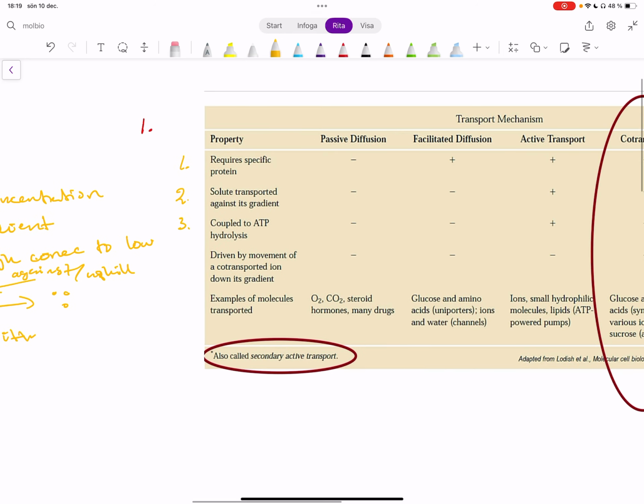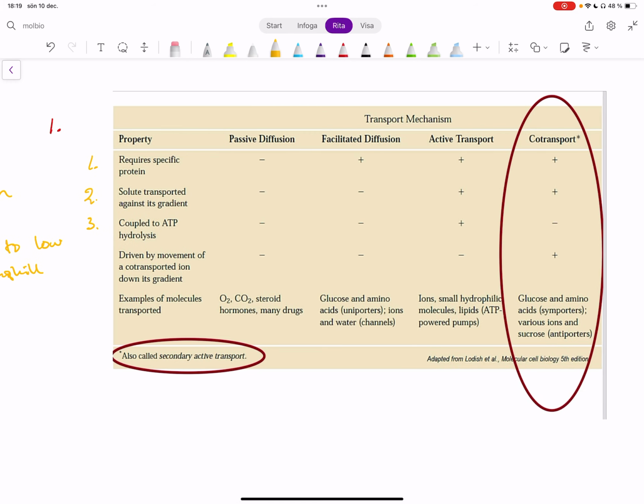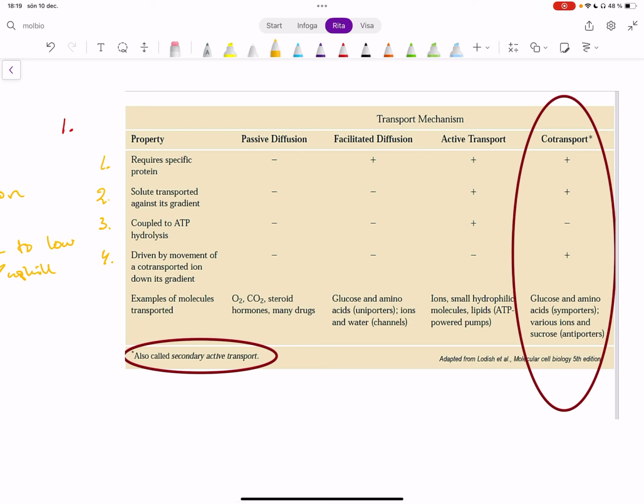Third thing is, is it coupled to ATP hydrolysis? And when we say coupled to ATP hydrolysis, meaning that there is an ATP that will be broken down and release of energy directly. And then the fourth thing really only ever happens to co-transport, but driven by movement of a co-transported ion down its gradient. And we will talk about that.